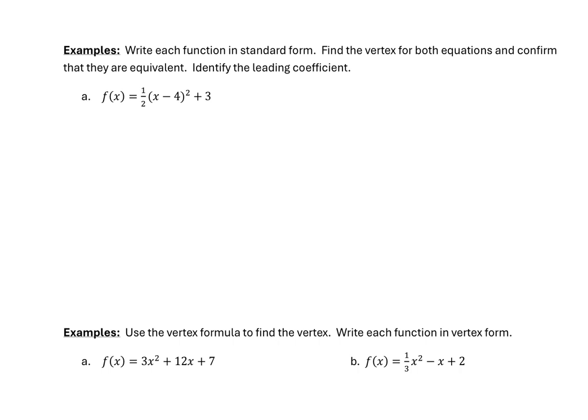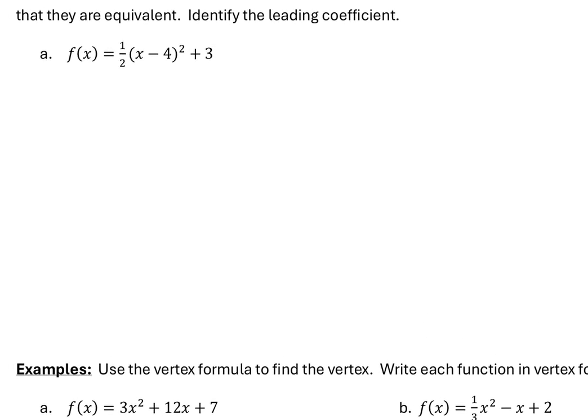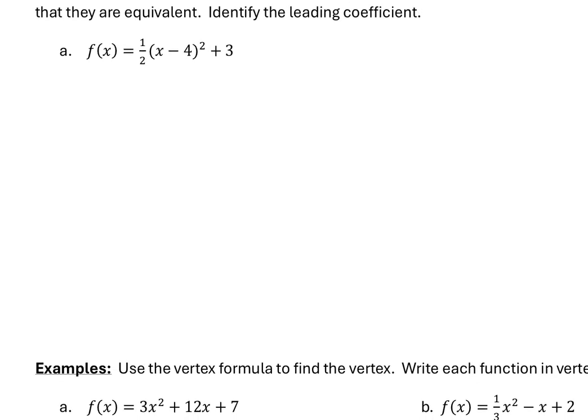Okay, so for example A, we want to write the function in standard form. Then we're going to find the vertex for both equations and confirm that they are equivalent. We also want to identify our leading coefficient. The first thing we want to do is square the binomial. Now remember that we do not distribute the square. We have to FOIL. So we want x minus 4 times x minus 4. We still have our 1/2 over here, and we still have our plus 3.